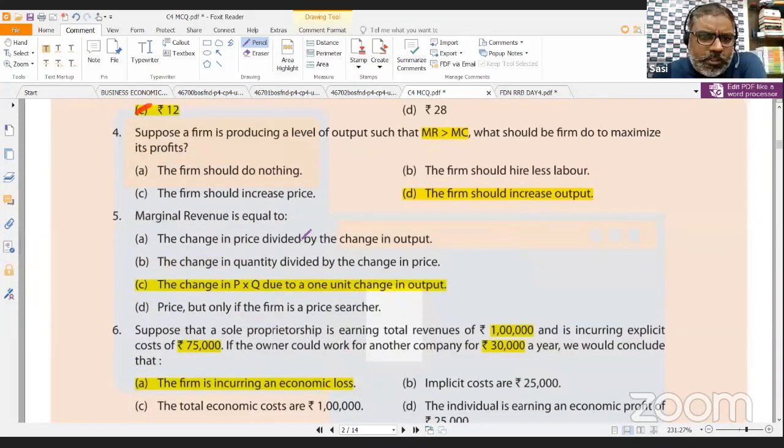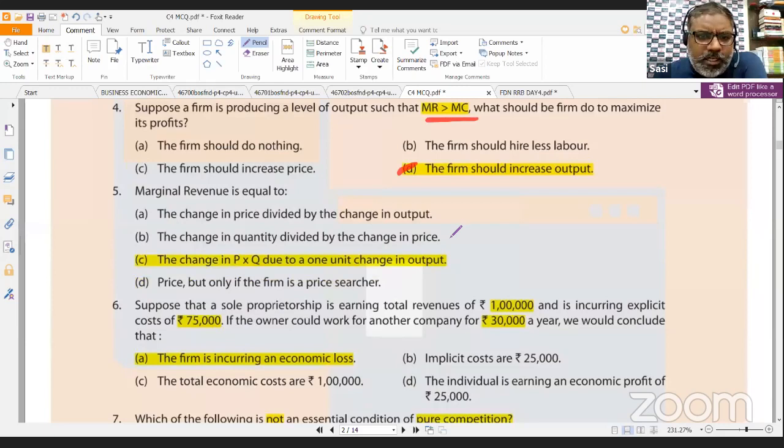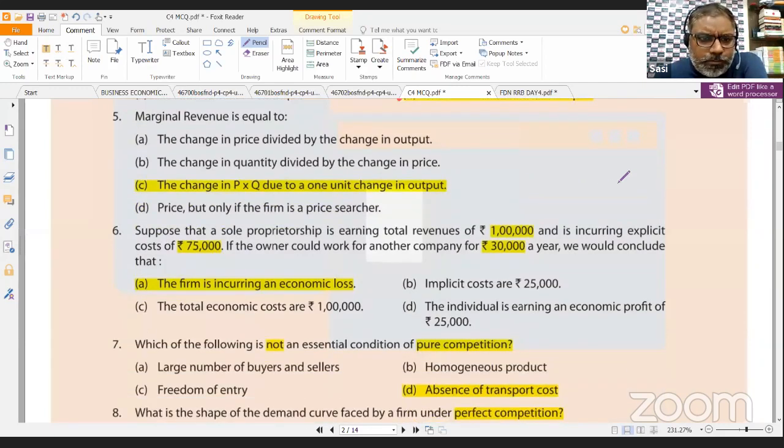Question number 4. Suppose a firm is producing a level of output such that marginal revenue is more than the marginal cost. Good, no? The firm should increase the output. Exactly, that is the best thing. Where the marginal revenue is more than marginal cost, that is a good thing. If the marginal revenue is equal to marginal cost, that is also a good thing. But if the marginal revenue is less than marginal cost, that is not a good thing. Marginal revenue more than marginal cost, fantastic. The firm should increase the output. So D is the correct answer for question number 4.